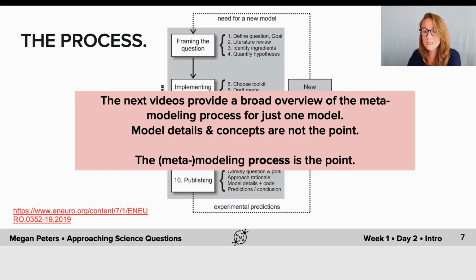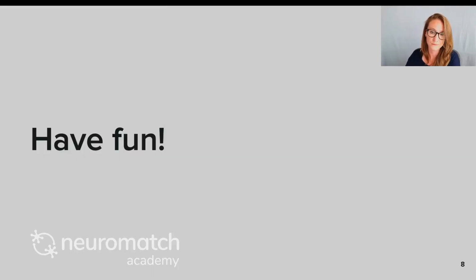So I want to preface these next few videos also by saying that we're going to be doing this with just one model from one tiny corner of computational neuroscience. Some of the details of this model, some of the concepts, some of the background knowledge, and so on, might be unfamiliar to you, and that's totally okay. Just try to pay attention to the modeling process from question all the way through completion. And so most importantly, try to have fun today.